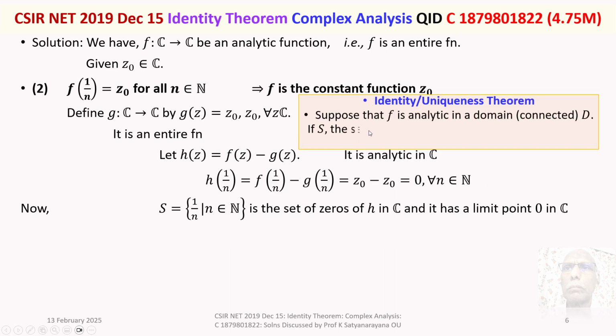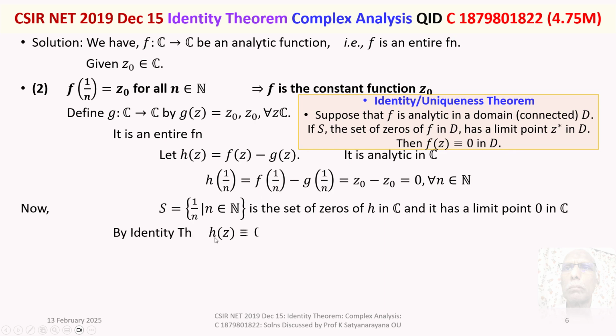It states, suppose that f is an analytic function in a domain. Here domain means an open connected set. So it's a domain, the connected domain D. If S is the set of zeros of f in D and has a limit point z star in D, then f of z is identically equal to 0 in D. So using this one, we will say by identity theorem, h of z is identically equal to 0 in C. Our domain in our context is C.